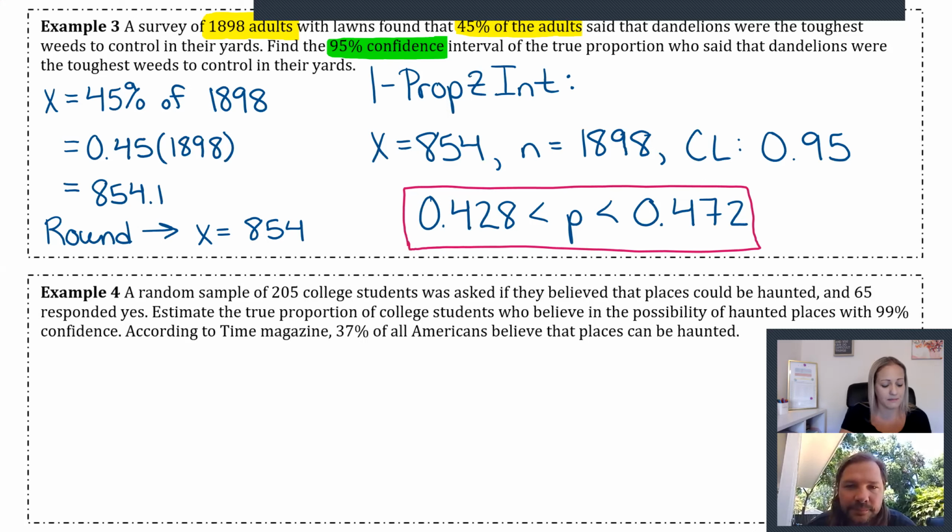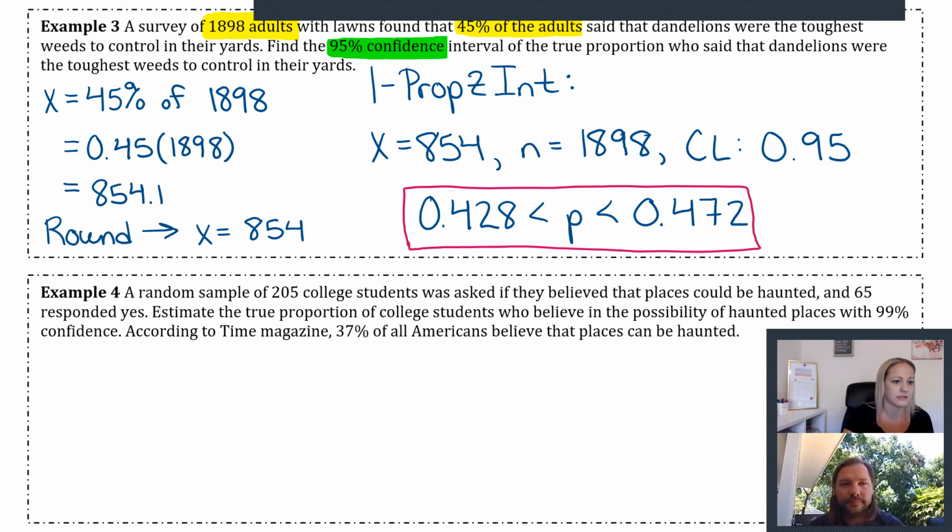Yeah, so I'll just recap a couple of things there. On some problems, it'll just straight up tell you the number of adults or the number of people who have that characteristic. But on some, they might just tell you the percentage. So in that case, you're going to actually have to figure out what that number is.